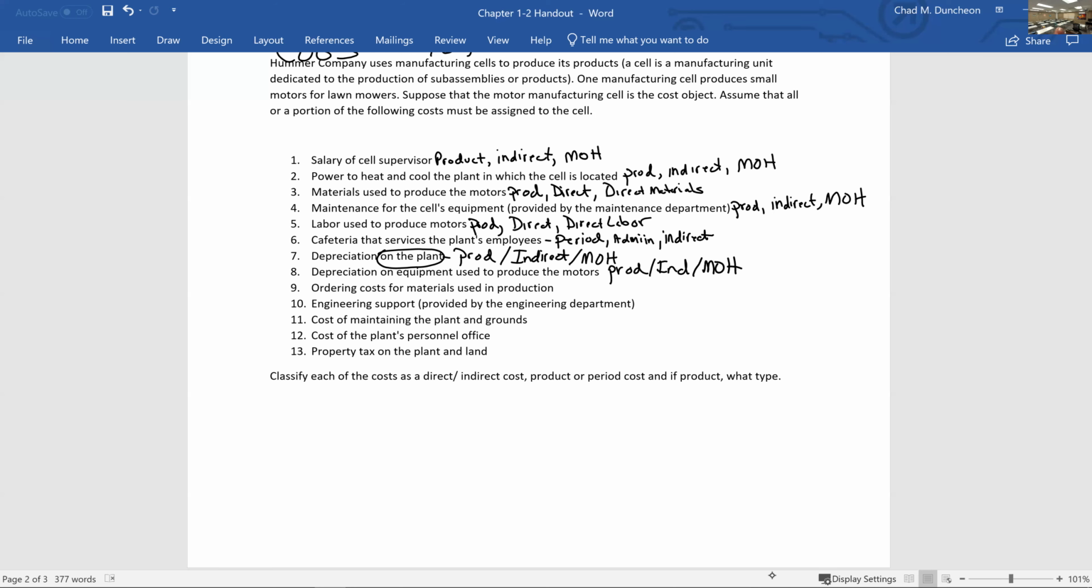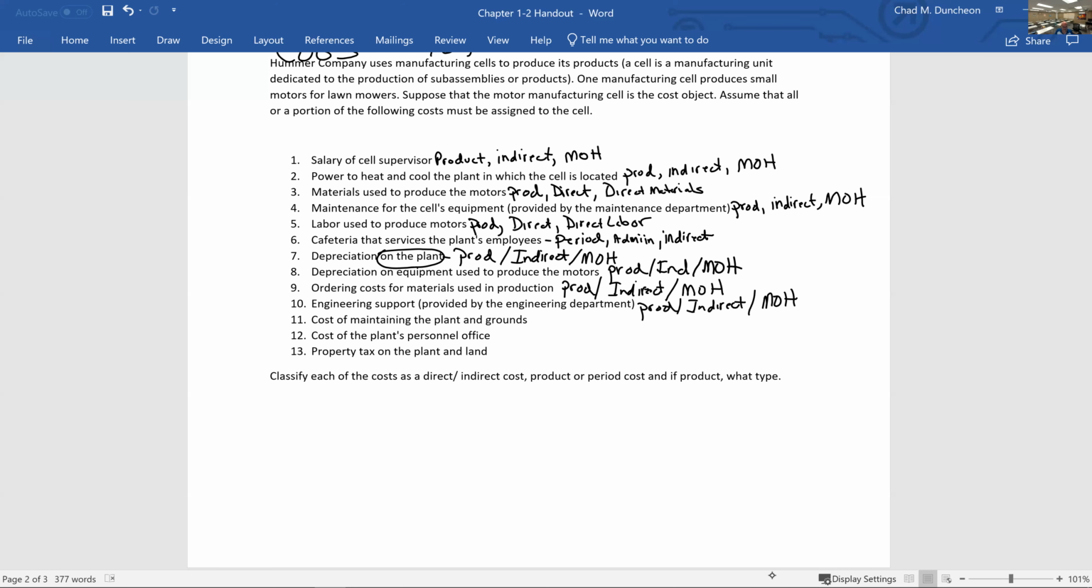Ordering costs for materials used in production. Again, used in production, so it's a product cost. We can indirectly relate the ordering costs to our specific cell, but I'm sure there's lots of ordering costs, so it's indirect product manufacturing overhead. Engineering support provided by the engineering department. Again, product, because we need the engineers to make our product. Indirect, because it's coming from a different department, we can't directly get it there. Manufacturing overhead. Indirect product costs are always manufacturing overhead.